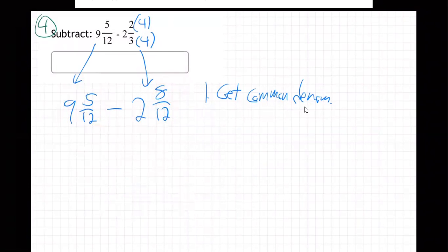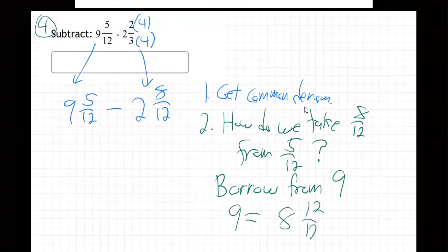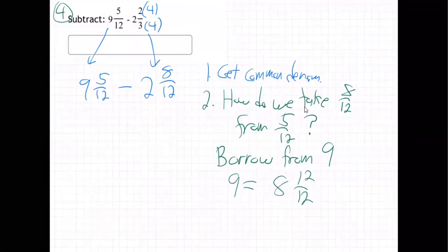Right, exactly. So the question becomes, how do we take 8/12 from 5/12? We can't really take 8/12 from 5/12, and so we borrow. Yeah, exactly what Martine was saying. We borrow from the 9. 9 becomes 8 and 12/12. That's the same thing as 9, isn't it? That's 8 and 1 more.